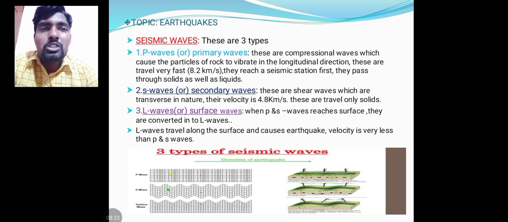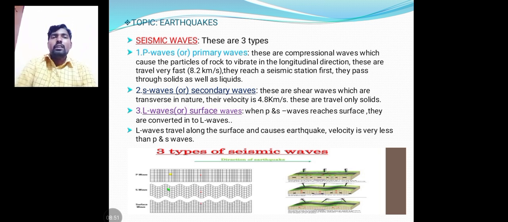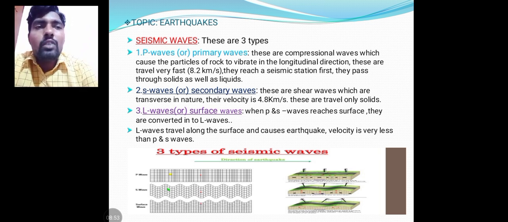These can travel through any type of material, maybe gases, liquids, or solids. Any kind of material, P waves travel easily. So next one, secondary waves or S waves. We also call them shear waves, which are transverse in nature. They have a velocity of 4.8 kilometers per second only. These travel only through solid materials, not through liquids or gases, right?